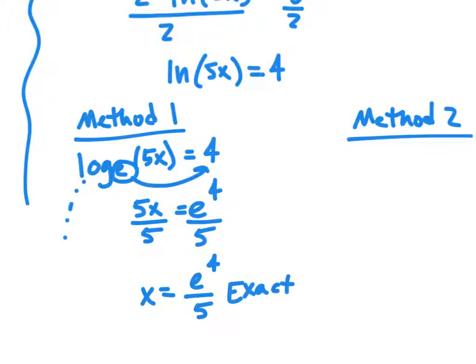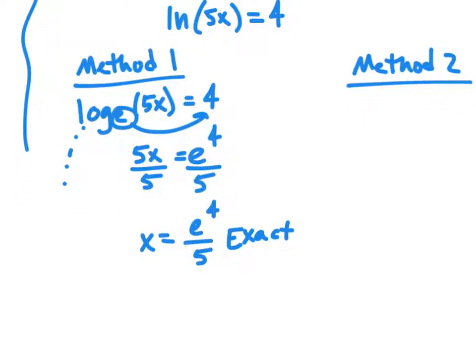Now, you can evaluate this. You can plug this into your calculator. When you plug this into your calculator, you just plug it in how you see it. There is an E button on your calculator, and so you would get that x is approximately 10.919. And this is an approximate.